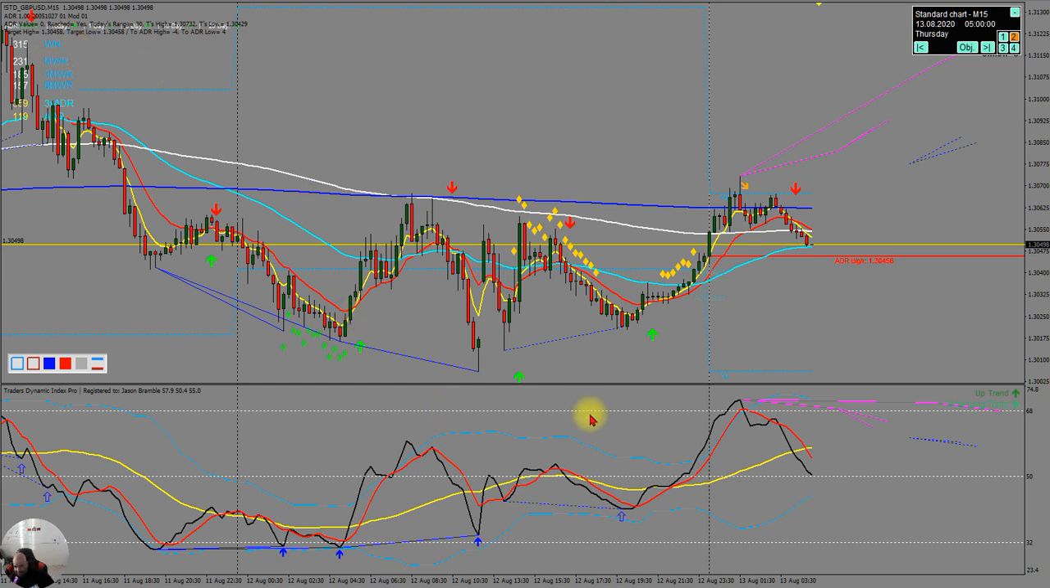I'm gonna use TDI, and I use my moving averages on here. But again, these setups are for London session only. I don't trade Asia, and sometimes I trade New York, but for the main part, I'm going to be looking to trade the London session.